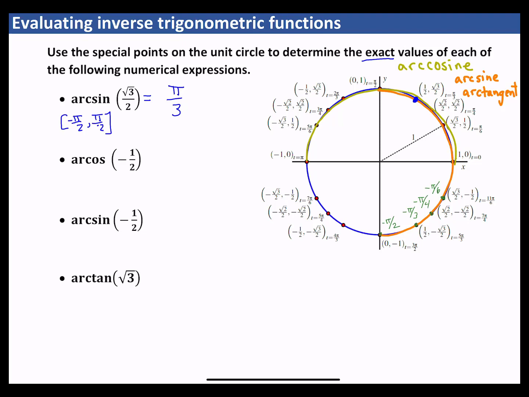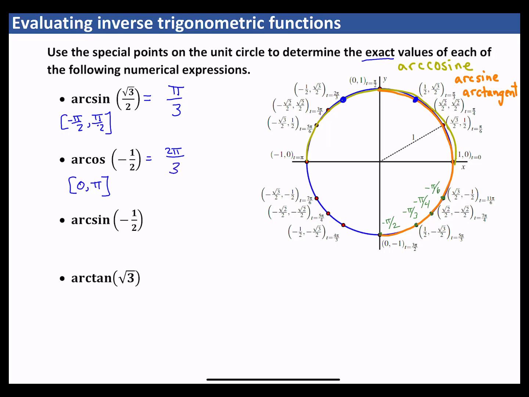Next, we want to find the arc cosine of negative 1/2. The output will be an angle, and with arc cosine, that angle will have to be between 0 and pi. So the angle whose cosine is negative 1/2 and is between 0 and pi is 2 pi over 3.